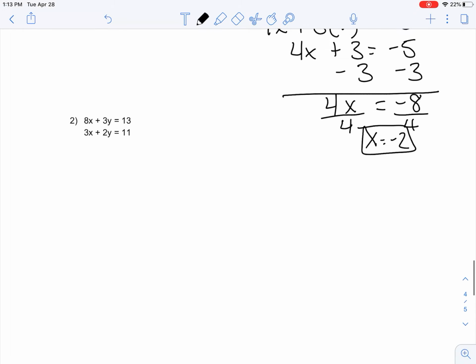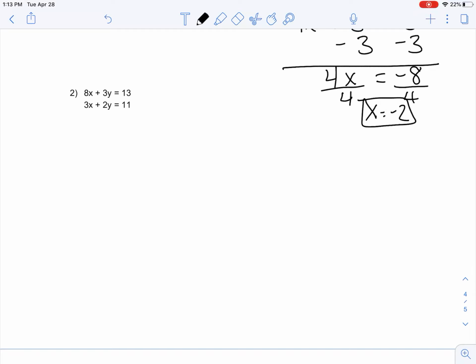All right, next one. Again, when we look here, neither of our variables will immediately cancel out by adding or subtracting, so we're going to have to multiply either one or both of our equations. In this case, we're going to have to multiply both equations by something. So if we wanted to cancel out the x's, we would have to multiply the top by 3 and the second equation by 8, which is going to give us some pretty big numbers. So I think we should look at the y values. And in this situation, if we want to cancel out the y's, we have to multiply the top by 2 and the bottom by 3, which will give us less large numbers to work with.